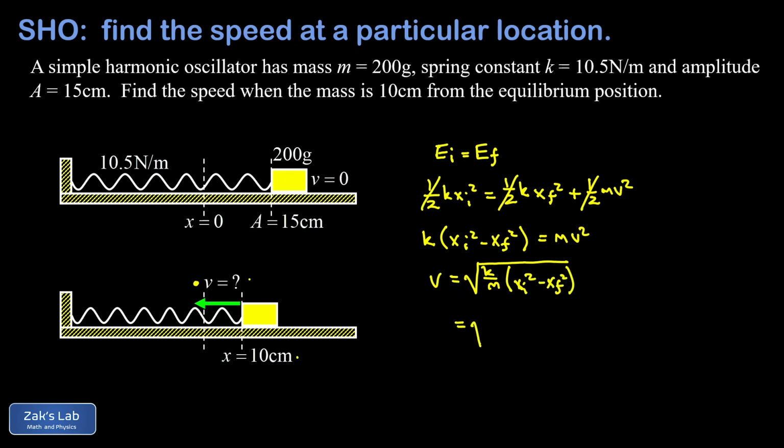And now we can just sub in all the numbers. So our spring constant was 10.5 newtons per meter. The mass of our oscillator was 200 grams. We need to change that to kilograms, so that's 0.2. Our initial x value was 15 centimeters or 0.15 meters, and I need to square that. And then subtract our final x value, which is 0.1 meters. And again, that has to be squared. In rounding to 3 significant digits, I get 0.810 meters per second, and we're done.